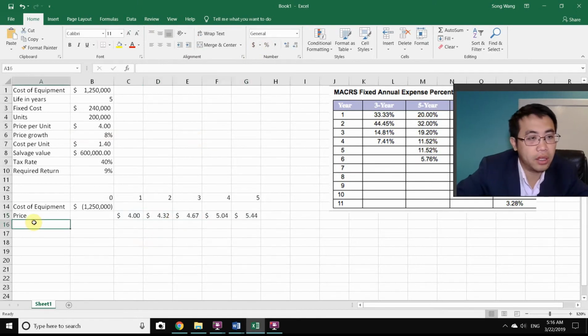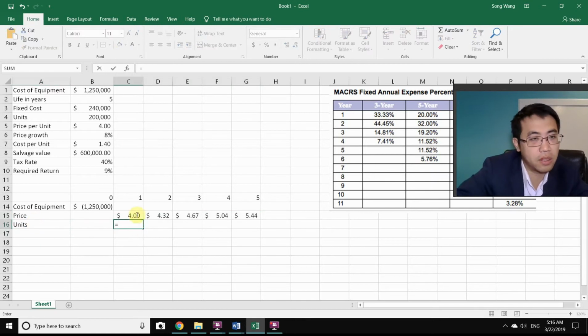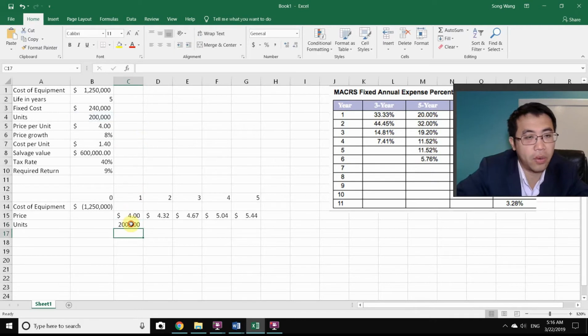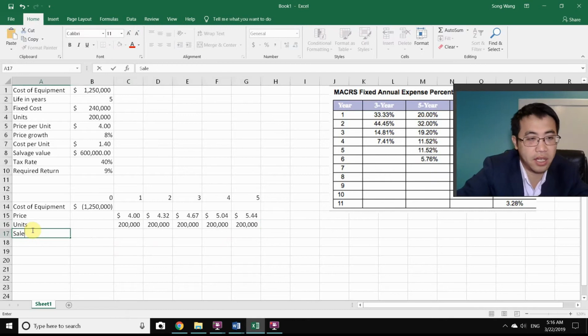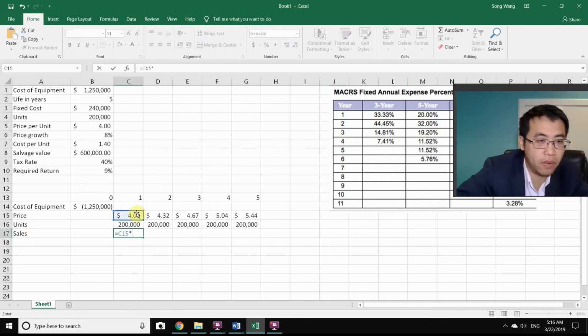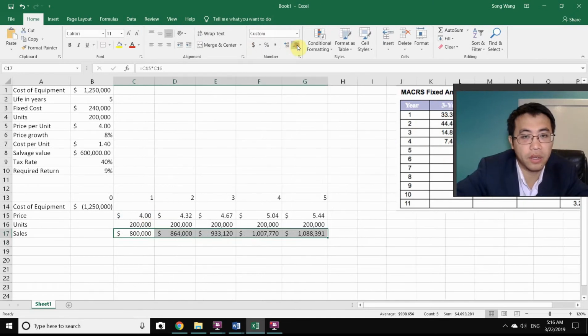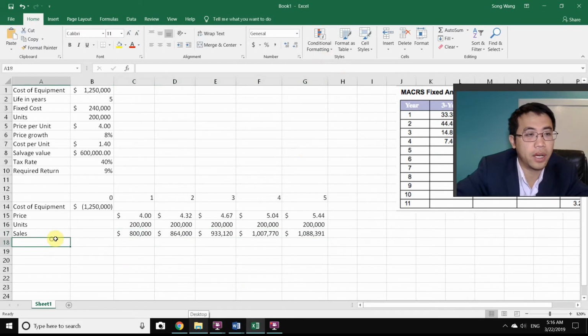Okay, and the unit here is always at 200,000. So I just put a 200,000 and then lock it before I drag it all the way. So based on price in units, I can get my sales. So that is price times units. Okay, these are also in dollar figure, decrease decimal. All right, and then I have a variable cost.